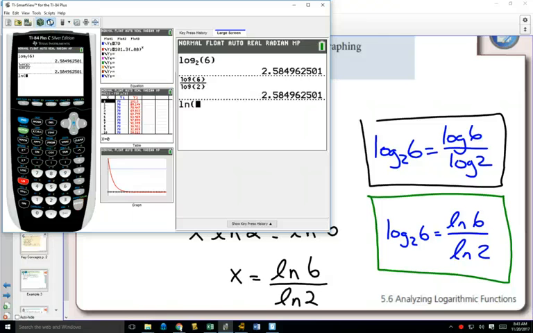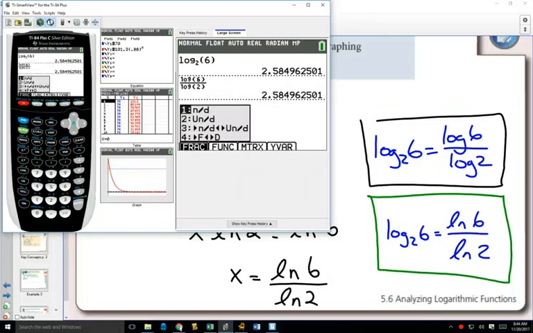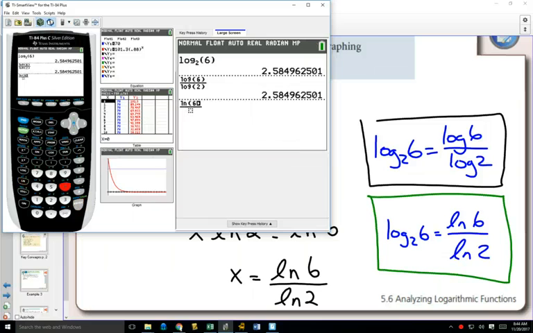And now I'm going to check if natural log of 6 divided by, well, I want to use the fraction button again, natural log of 6 divided by the natural log of 2 is also the same answer. It is.